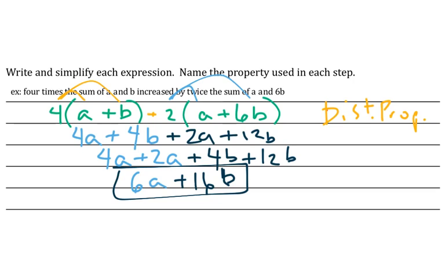Okay, so then I have 6a plus 16b, and yes, this is totally simplified. So here we had the commutative property, because we rearranged the addition. And then here, I guess we really just substituted. So you can put substitution, and then maybe a little star or a little arrow.